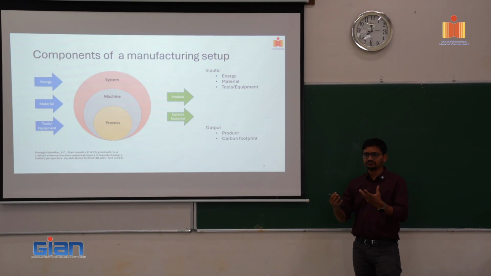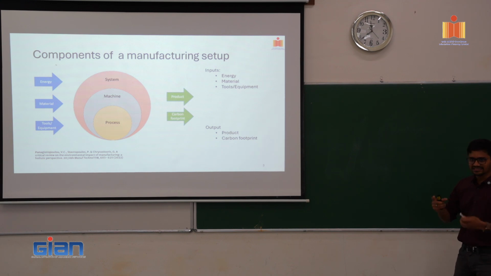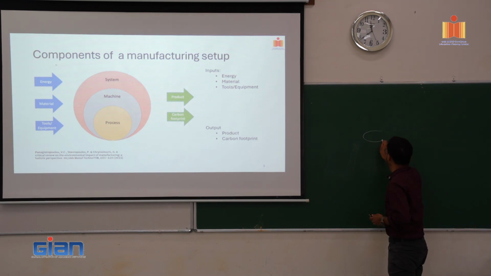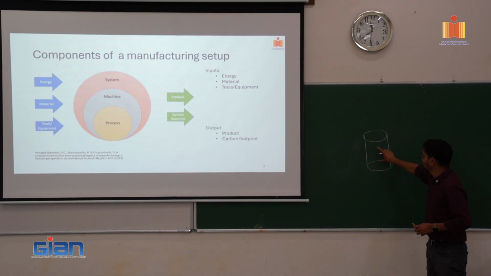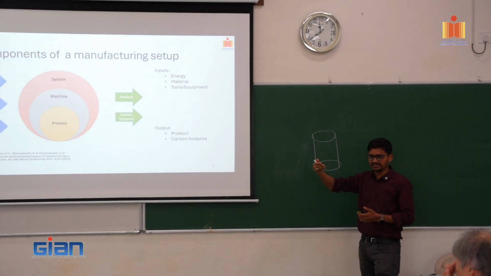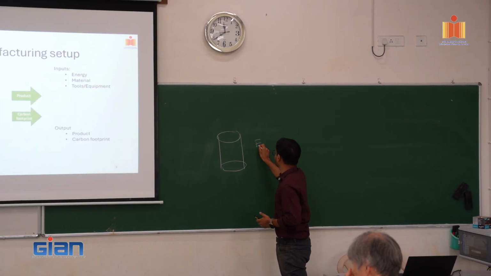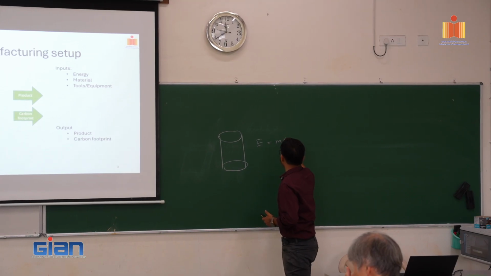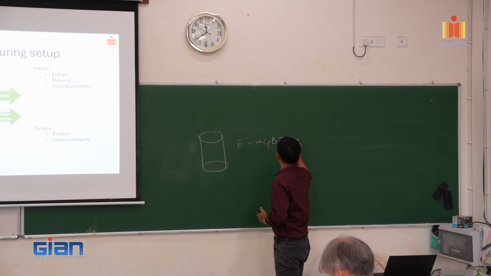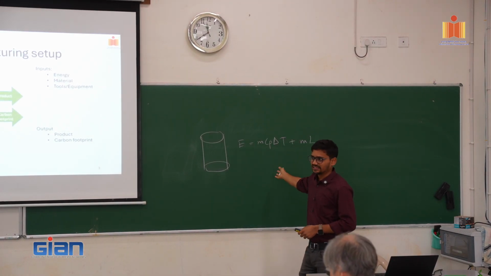Okay, and for a simple casting, it is quite easy to estimate the amount of energy required for the process. Let's say you want to make a cylinder. So what is the amount of energy to make this cylinder? First you need to take it to a molten state, right? So how much energy would you need to take it to the molten state? That is nothing but, you can write, okay, this is a simple energy equation.